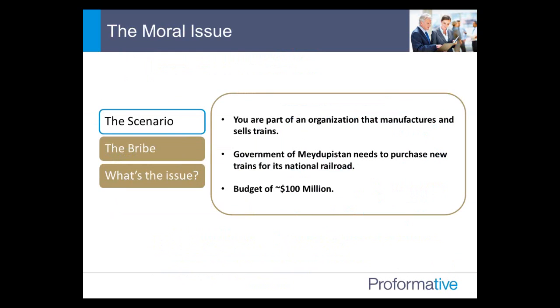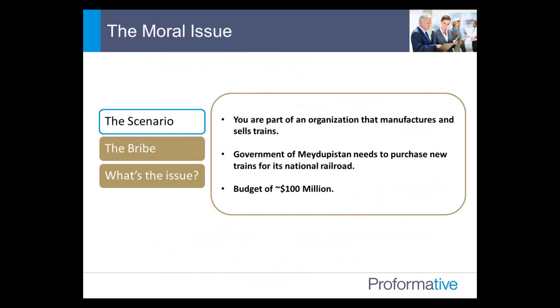So you might ask, why did the FCPA and other similar legislation and regulations come to exist in the first place? We can do a bit of a thought experiment to examine where these regulations came from and why they exist, by illustrating it with a case study. So I thought I'd throw this on the board here and present a scenario. Let's say that you're part of an organization that manufactures and sells trains. That's your main line of business.